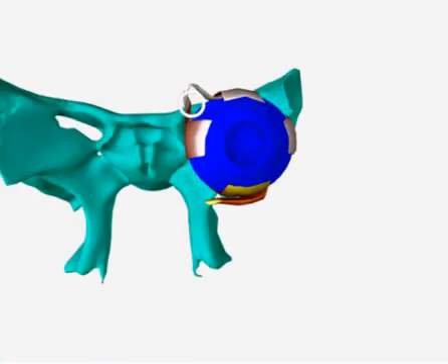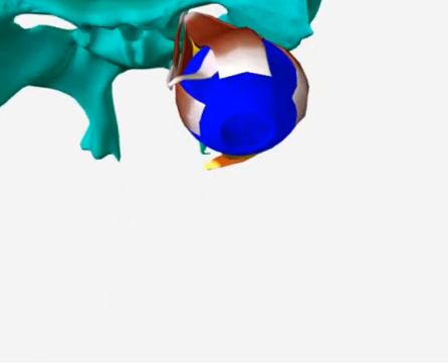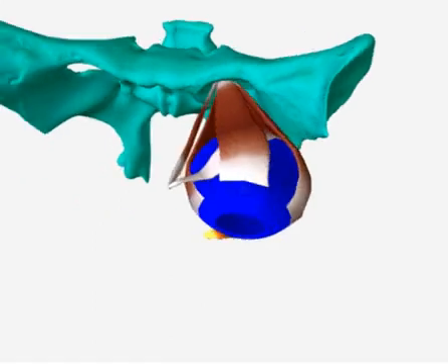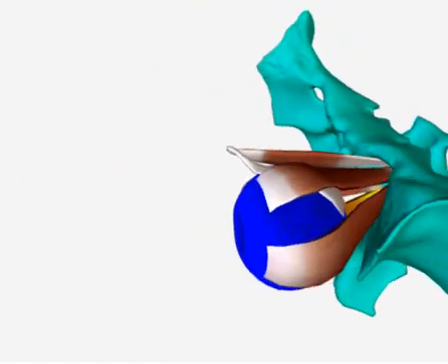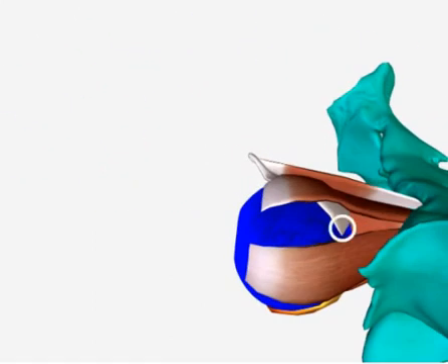It will pass through the fibrocartilaginous pulley on the frontal bone and pass beneath the superior rectus muscle, which is present here, if you can see, and go posteriorly and attach to the sclera over here.